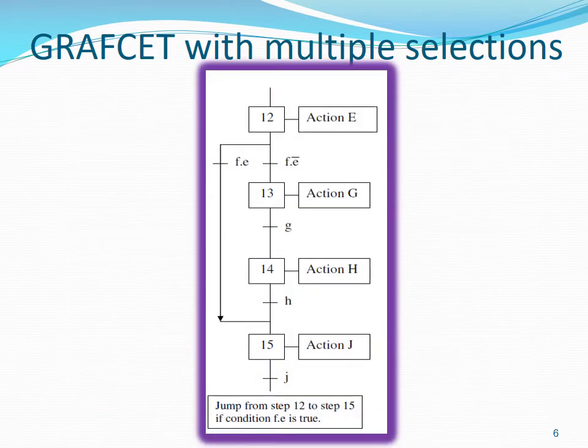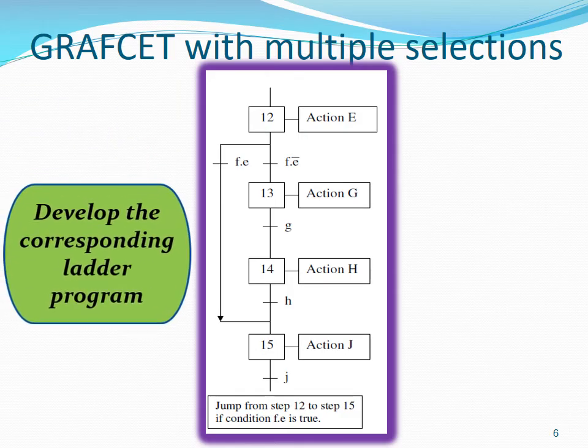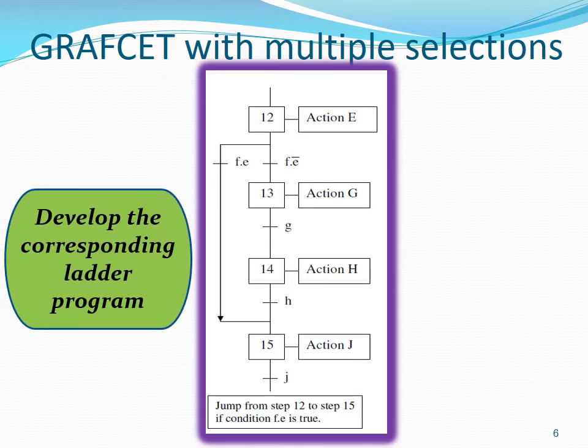The third case shows a situation when there's need to jump over a set of steps. In this example, the system jumps from step number 12 to step number 15 if conditions F and E are satisfied whilst in step number 12. Effectively, we would have jumped the steps 13 and 14. Also, develop the corresponding ladder program and optionally upload onto the Google Classroom platform.